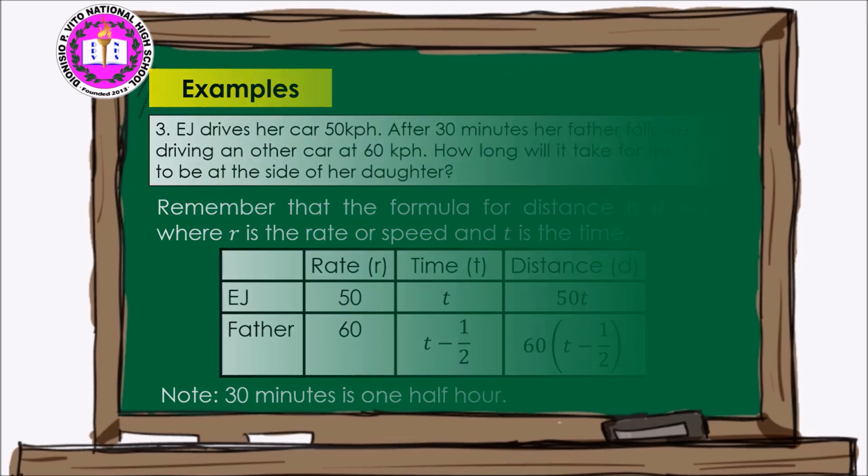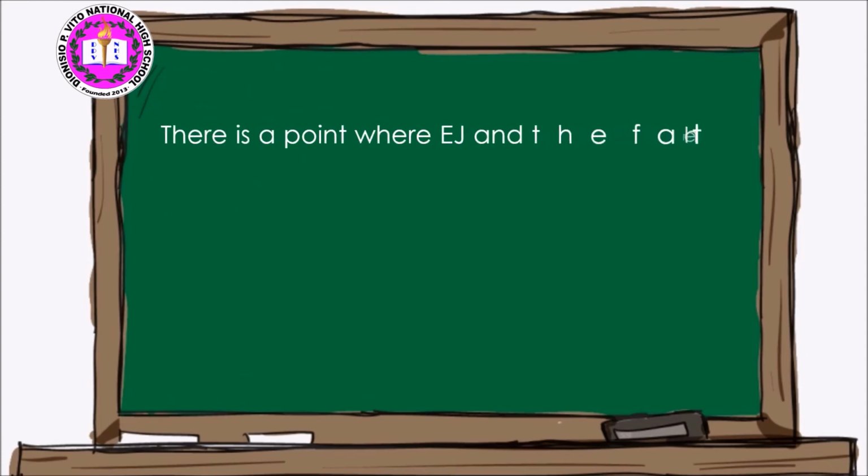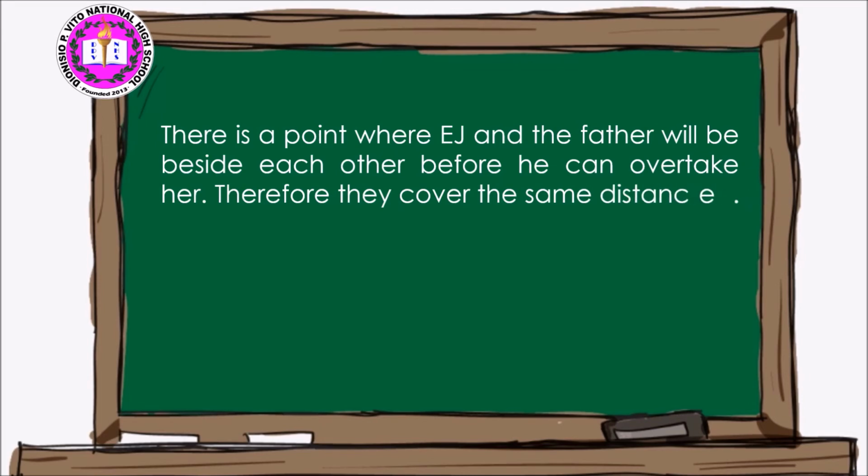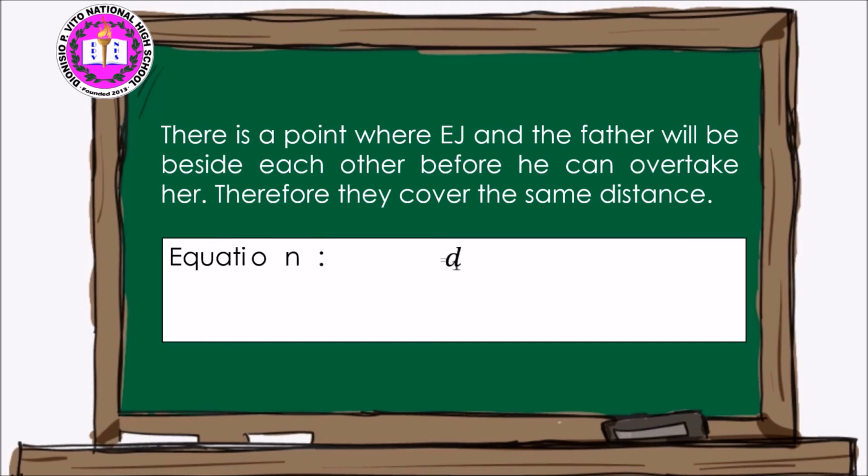Therefore, there is a point where AJ and her father will be beside each other before he can overtake her. Therefore, they cover the same distance. Therefore, our equation is d sub 1 equal to d sub 2, which is 50t, which is equal to 60 times t minus 1/2.